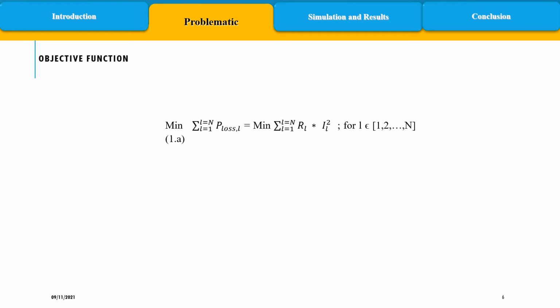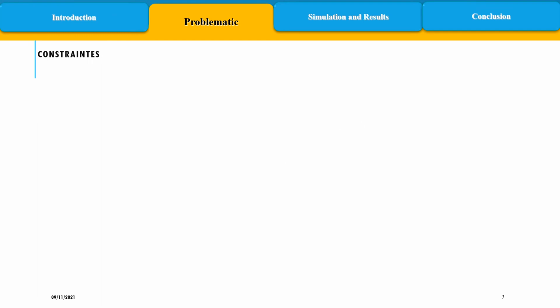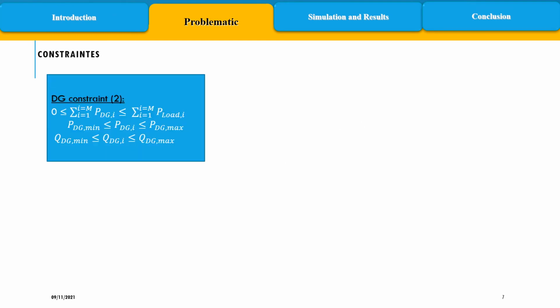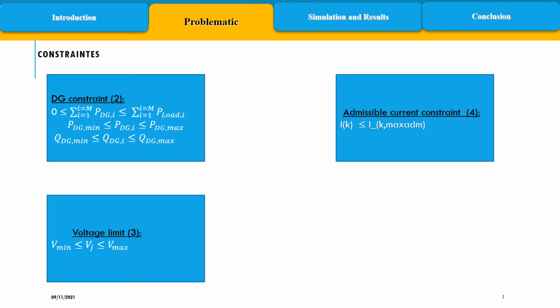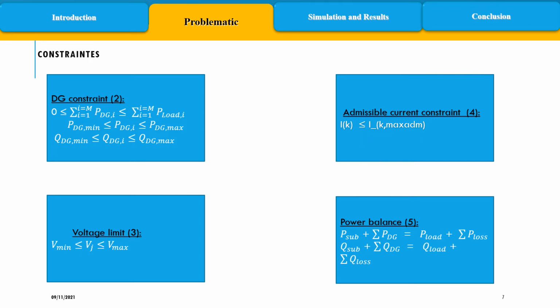The objective function of this study is to minimize the power loss and the voltage deviation of the network. This objective function is subject to the following constraints: the distributed generation constraint, the voltage limit, the admissible current constraint, and the power balance.